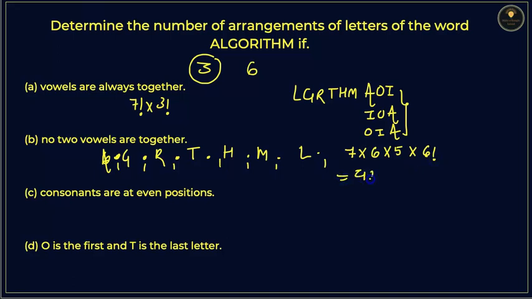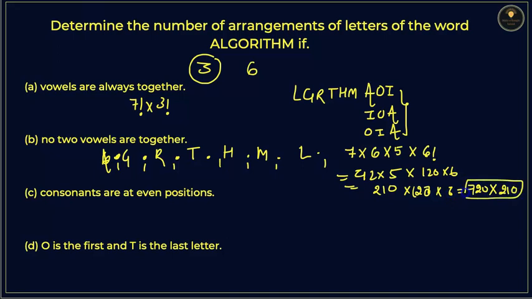7 times 6 is 42, 42 into 5, and 6 factorial can be written as 120 into 6. You will get the value as 5 twos are 10, 5 fours are 20, 20 plus 1 is 210, and here you will get 120 multiplied by 6, that is equal to 720, and 720 multiplied by 210, you will get your answer.